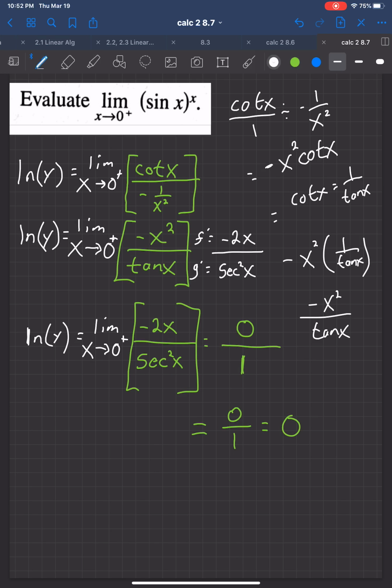That leaves me with ln of y is equal to 0. All right, well, you would have to solve for y. But that is the gist.